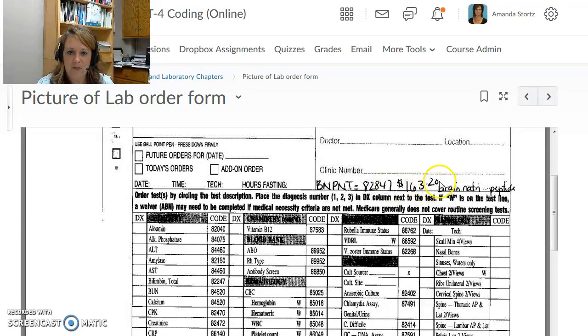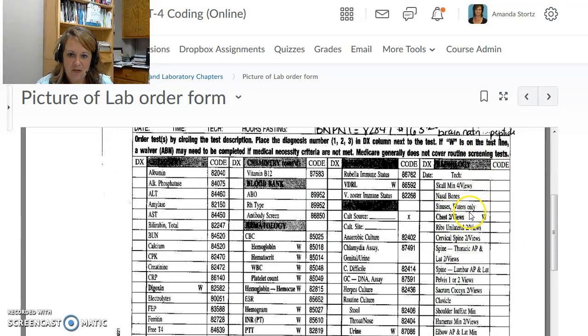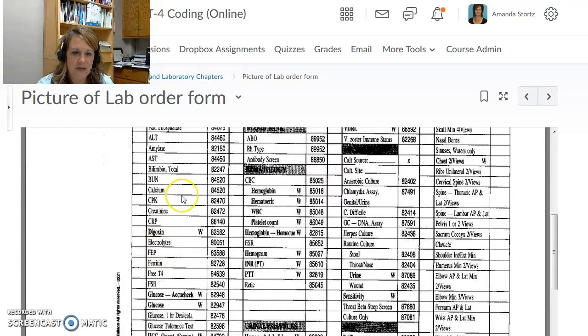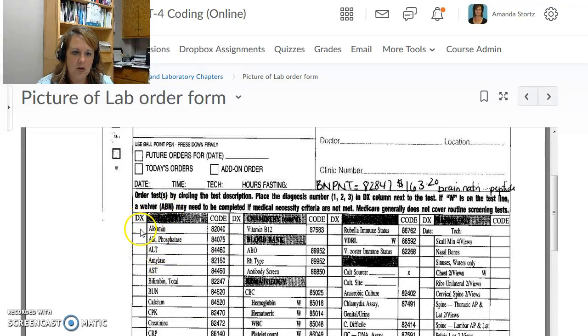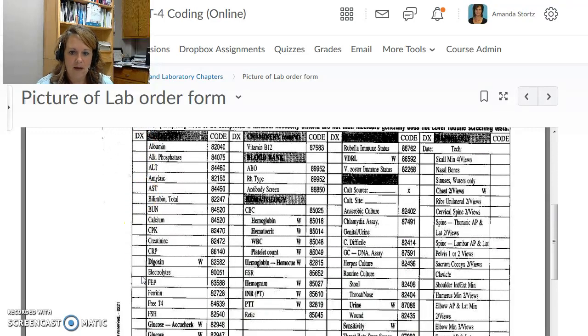It was $163.20, and it stands for brain natriuretic peptide. And I just made that little note for myself. Once I looked it up once, I wouldn't have to again. You can see a lot of the lab tests here. Okay, calcium. Here's the code for it. There's also a column here for diagnosis. Not that there's room to put a diagnosis in there, correct?